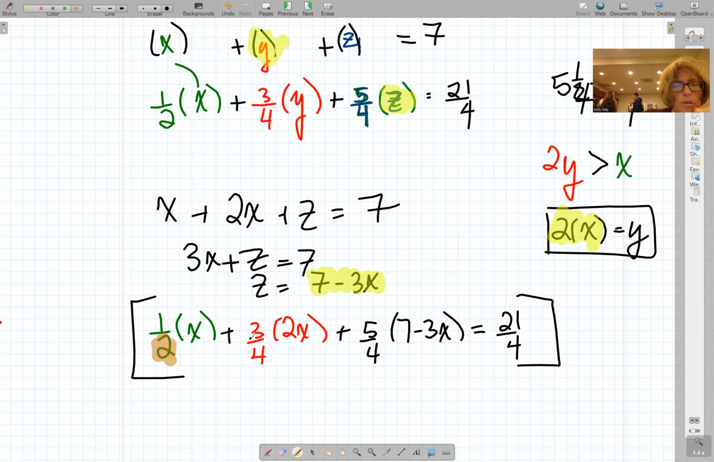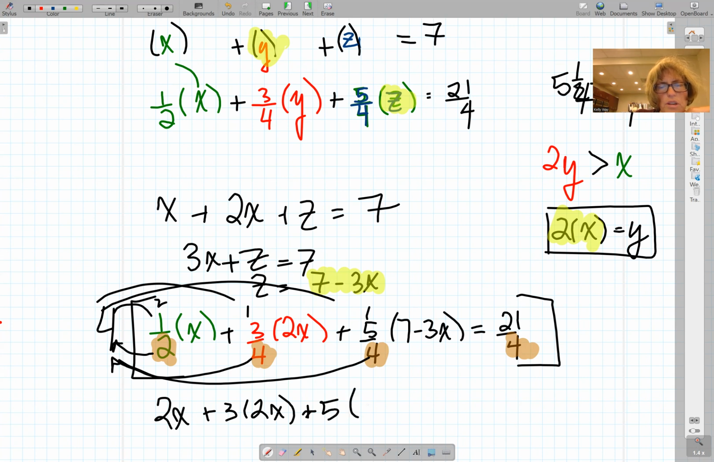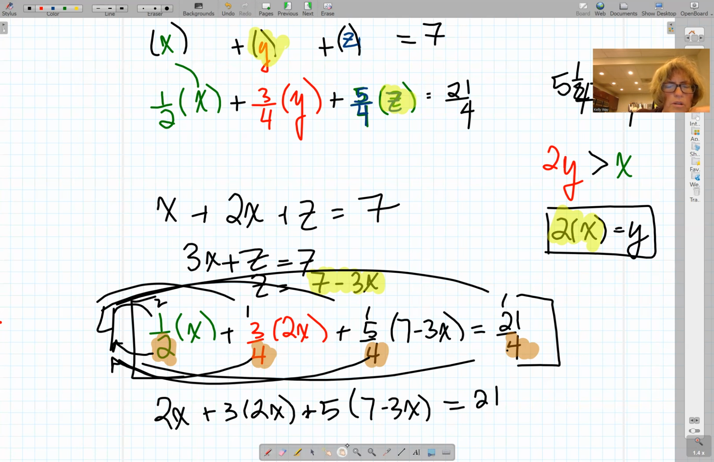We have all these fractions, so I'm going to do something that's going to get rid of all these fractions in one fell swoop, and that is I'm going to do what's called arrow in, arrow out. So all of those go into 4. So watch what I do here. 2 into 4 is twice, so this is going to translate to 2x. 4 goes into 4 once, so it's going to be 3 times 2x. 4 goes into 4 one time, so this is 5 times 7 minus 3x, we didn't touch that, equals 21. Let's solve for x.